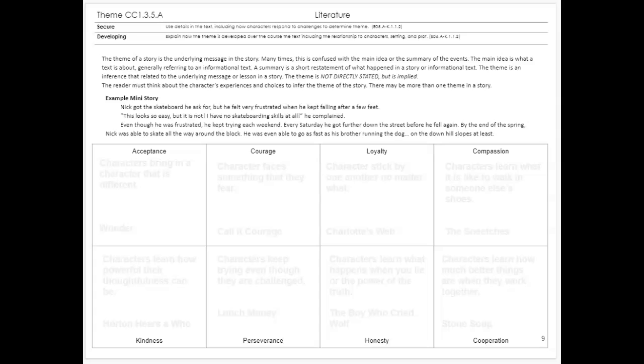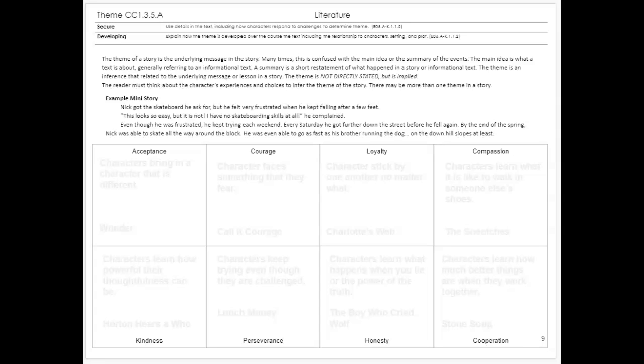The theme of a story is the underlying message in the story. Many times it's confused with the main idea or the summary of events. The main idea is what the text is about, generally referencing an informational text, and a summary is a short restatement about what happened in the story or an informational text. So you can have a summary of either.